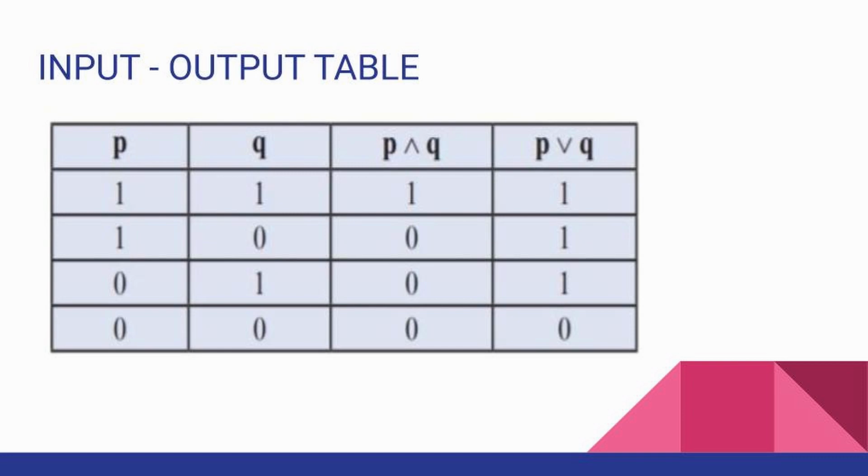Here we have P and Q, P or Q. P and Q values are 1, 0, 0, 0. P or Q values are 1, 1, 1, 0.